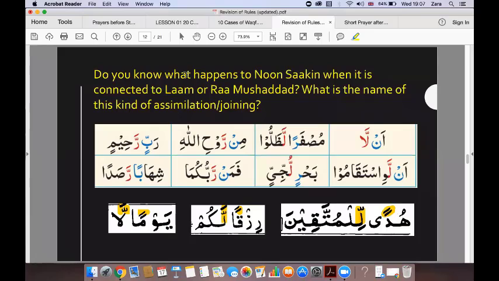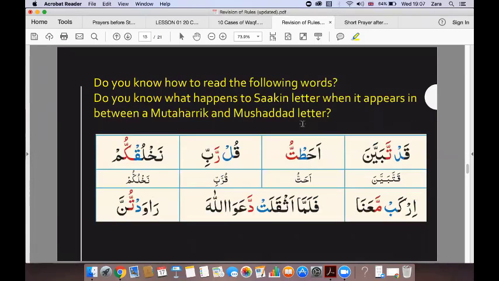We learned that it was called Idgham Kamil, or complete merging, complete assimilation, where the sound of the Noon or the Tanween is completely ignored, and instead you read the Lam or the Ra Mushaddad. So the example here, Allah instead of Anla. Moving to the lesson that we're covering today, we're looking at slide number 13, and this is to do with the Sakin letter when it appears between a Mutaharrik letter and a Mushaddad letter.